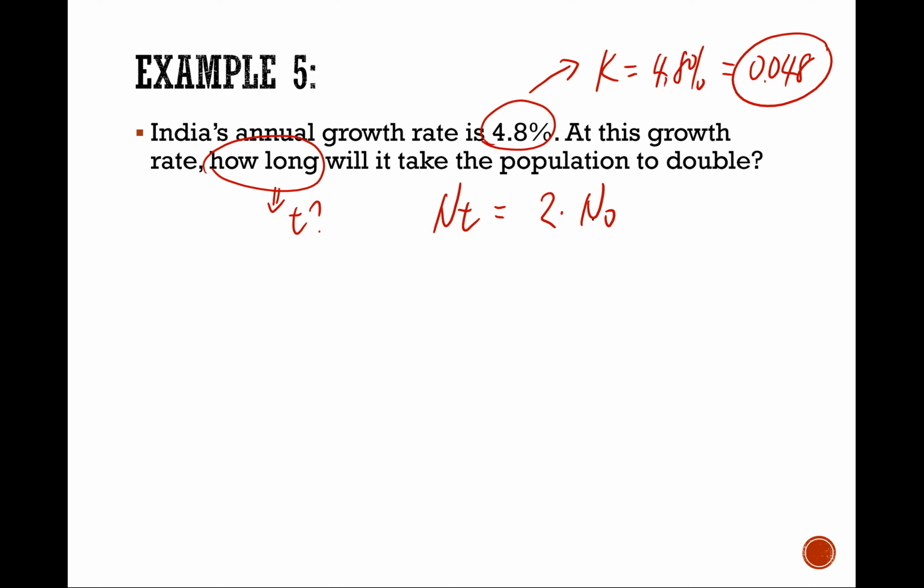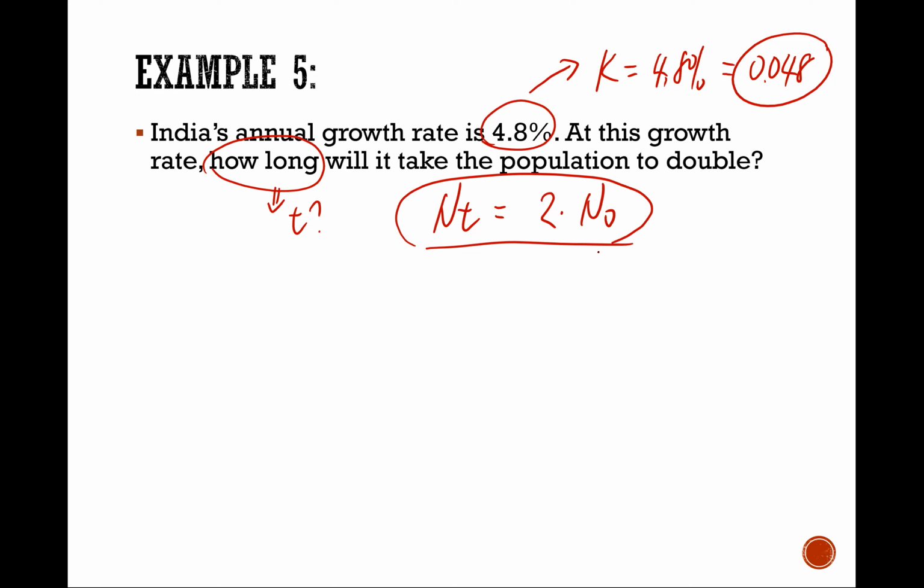Since the amount of population is not given, if you want to make an assumption, let's say India's population is 1 billion, that's fine. Then in order to reach 2 billion, how long does that take? But we will stick with this relationship here: N(t) equal to twice N0.